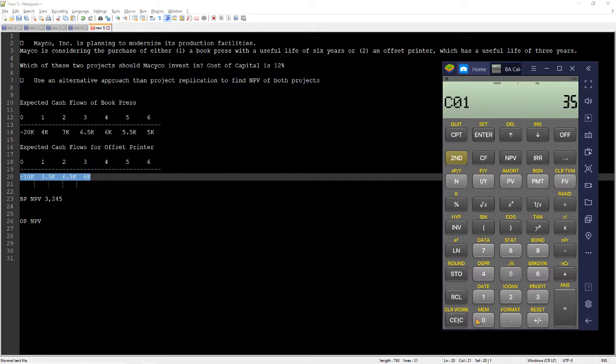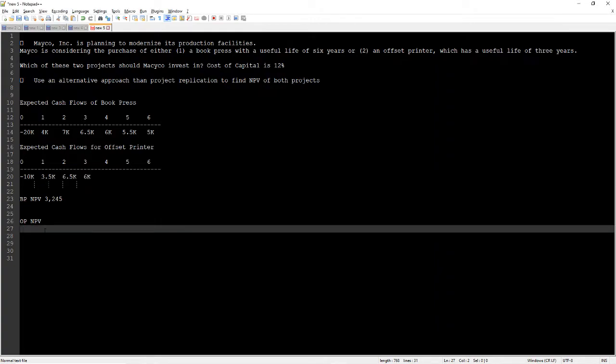CF1 is 3,500. CF2 6,500. CF3 is 6,000. NPV 12%. Alright, so we know our NPV for the 3-year project is 2577. So right down here, I'm just going to put 2577 because we're not done yet.